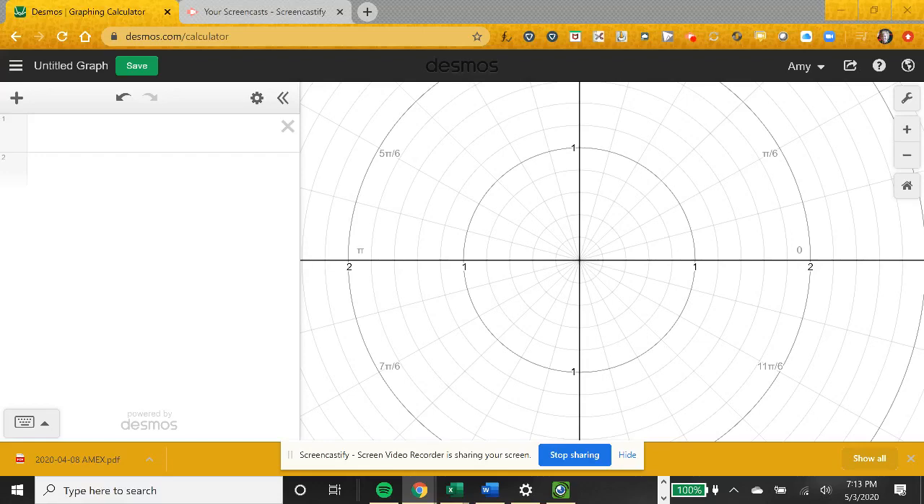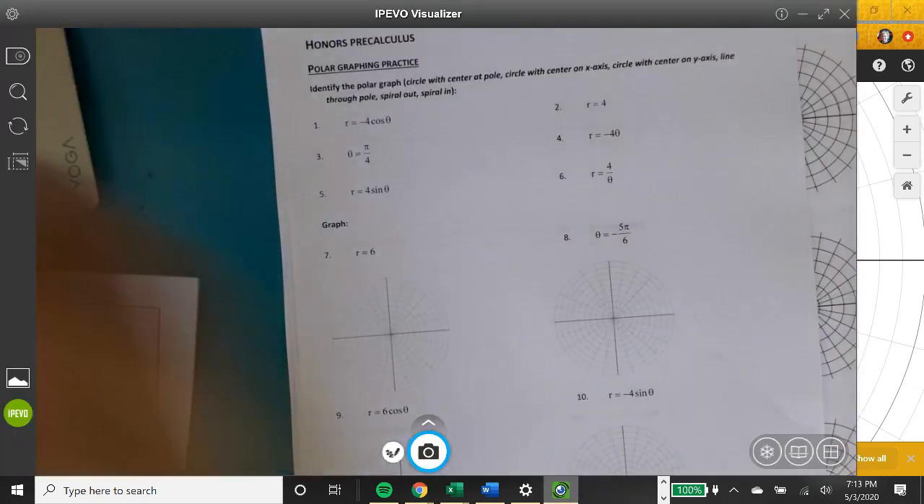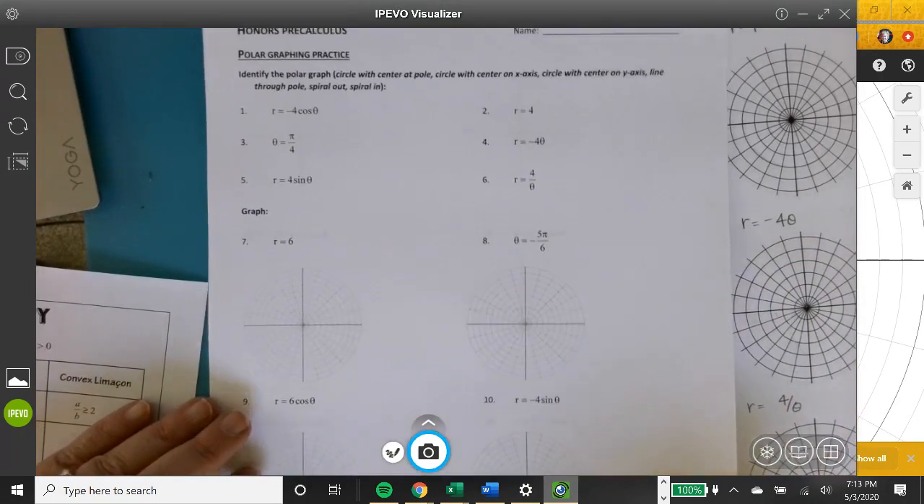We're going to talk about a review of polar curves. And before we get started, I'm going to share my screen here. This is the polar packet that I'm going to work through.